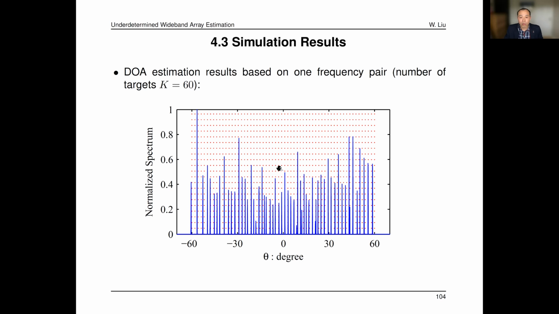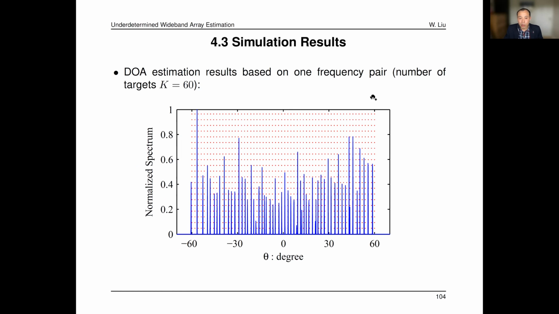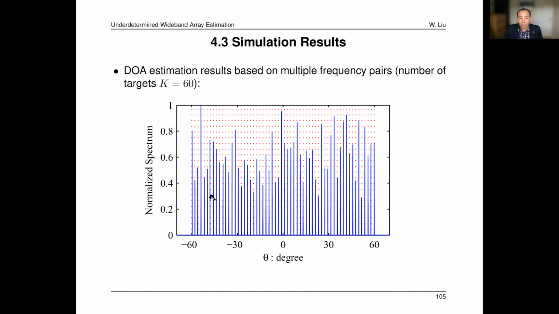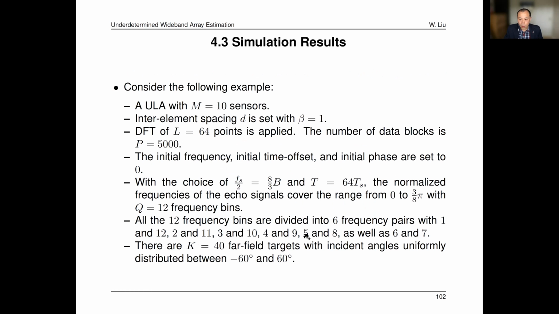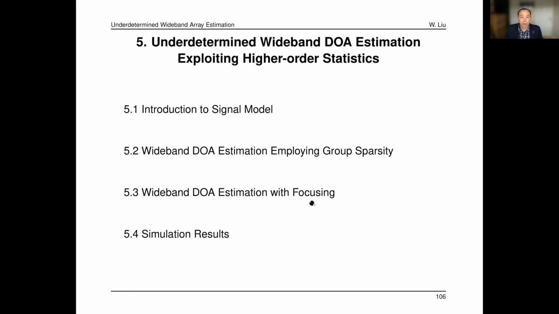And then if we increase the number of targets to 60, okay, here is 40, right? So it's okay. They are still both working, with one pair and with multiple pairs, right? But if you increase it to 60, then the result for one pair is not good, right? You have missed a lot of targets. And if you do multiple pairs, so these 6 pairs, then you can see you can identify all of them clearly, right? So these are the simulation results.